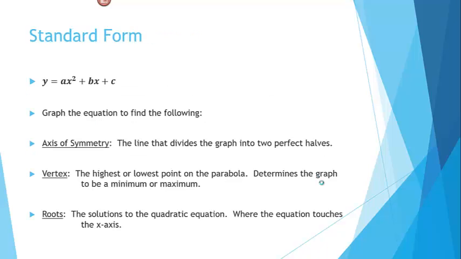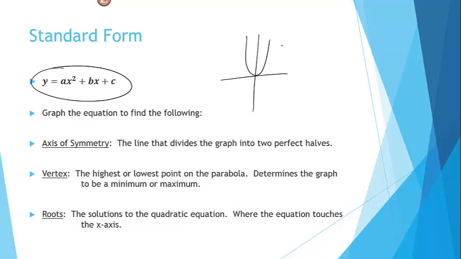Now, moving on to standard form. This here is the standard form of an equation for our quadratic equation. And this creates a parabola on the graph. Alright, parabola is just that U shape. Okay? So, we need to graph the equation to find the following things: axis of symmetry, vertex, and our roots. Our roots are the solutions to the quadratic equation. Those would be wherever they cross the x-axis.